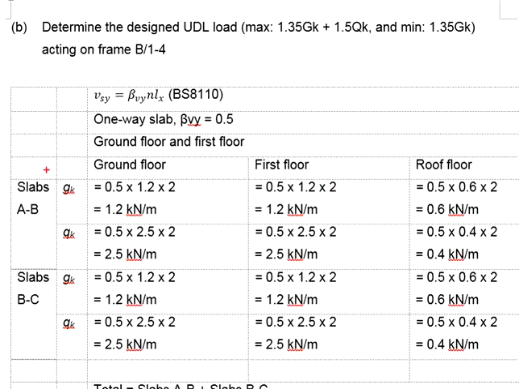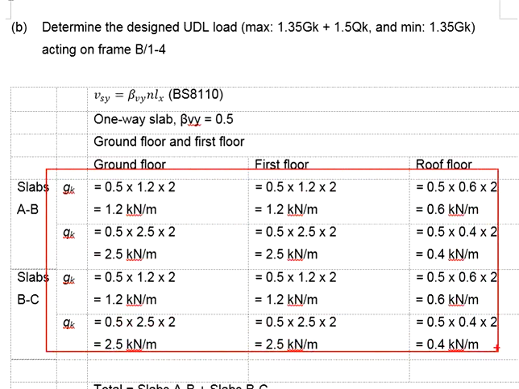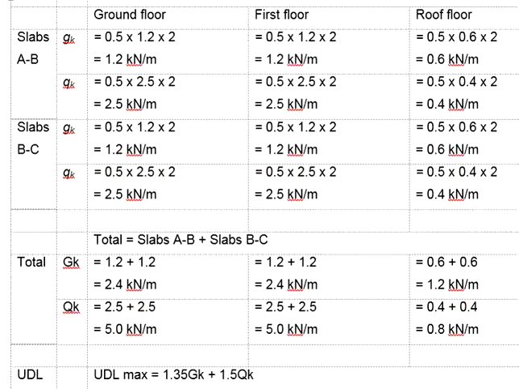As you have obtained the GK and QK for each slab, now you need to determine the UDL acting onto the beam. We still need to separate the calculations for the GK and QK, the reason being that we need to apply the factor of safety separately. The GK of the beam is determined from the GK of slab AB plus slab BC. That means 1.2 plus 1.2.